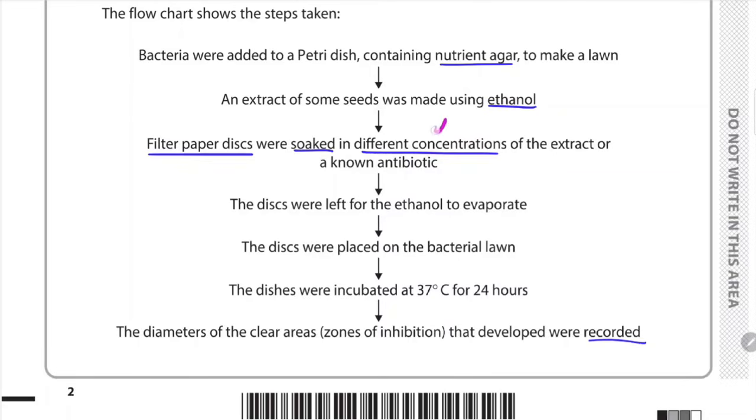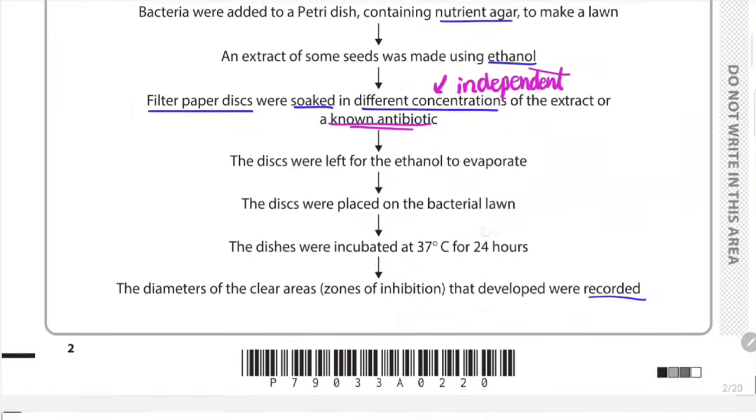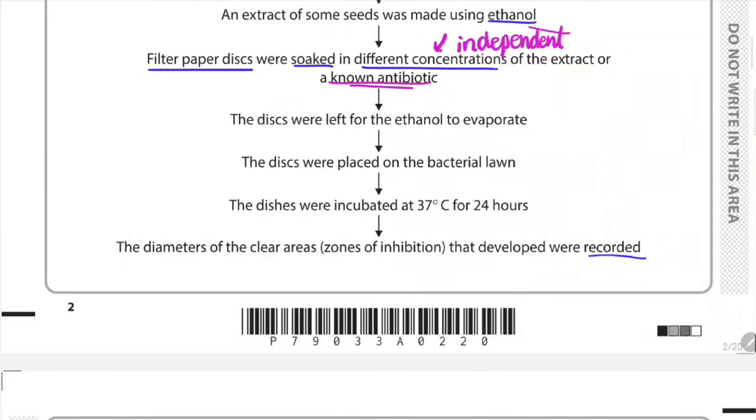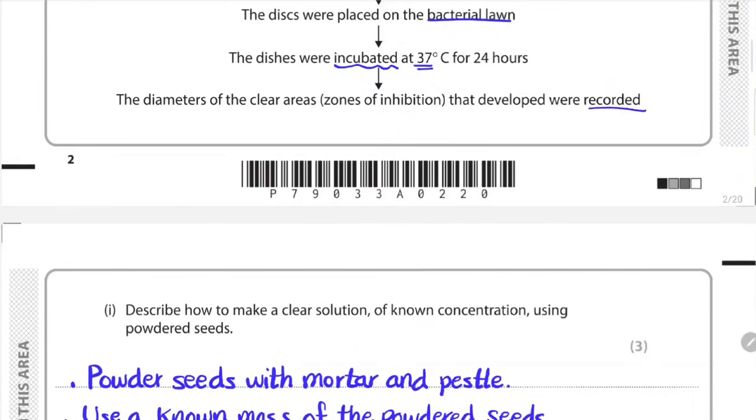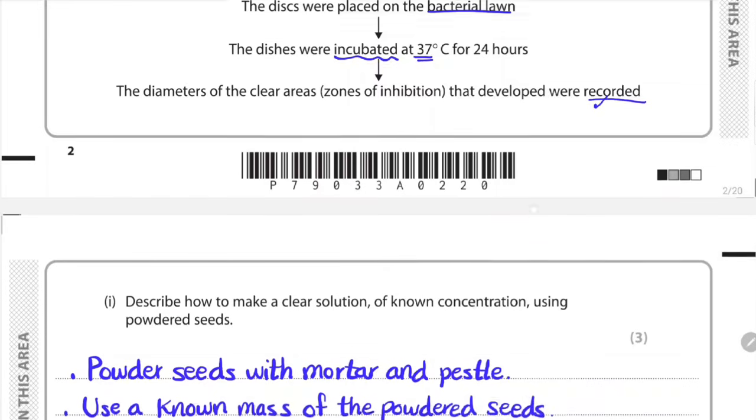So now I know that the independent variable is using different concentrations. And I'm comparing it also to a known antibiotic at the end. The discs were left for the ethanol to evaporate. The discs were placed on the bacterial lawn, and the dishes were incubated at 37 degrees Celsius for 24 hours. The diameters of the clear zones, which are the zones where no bacteria grow anymore, that developed were recorded.